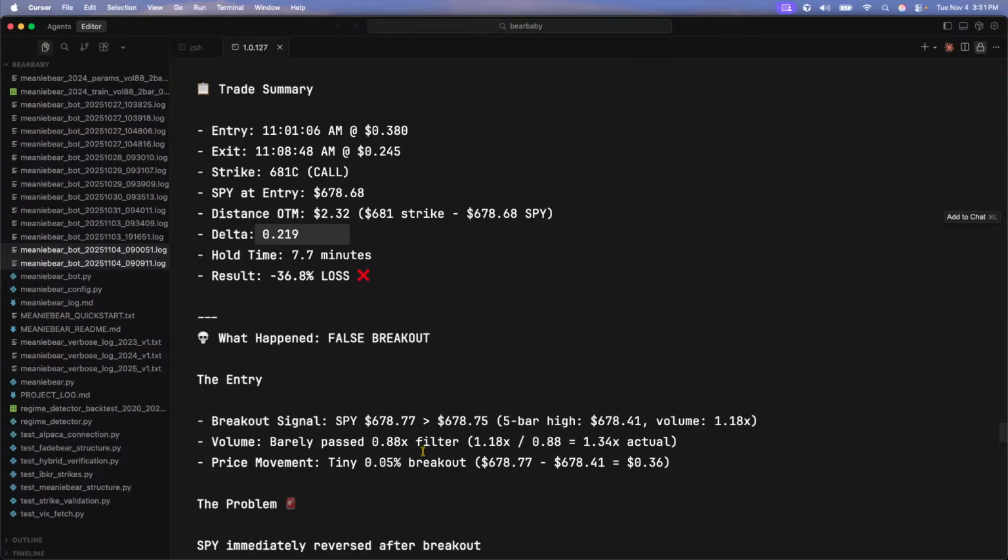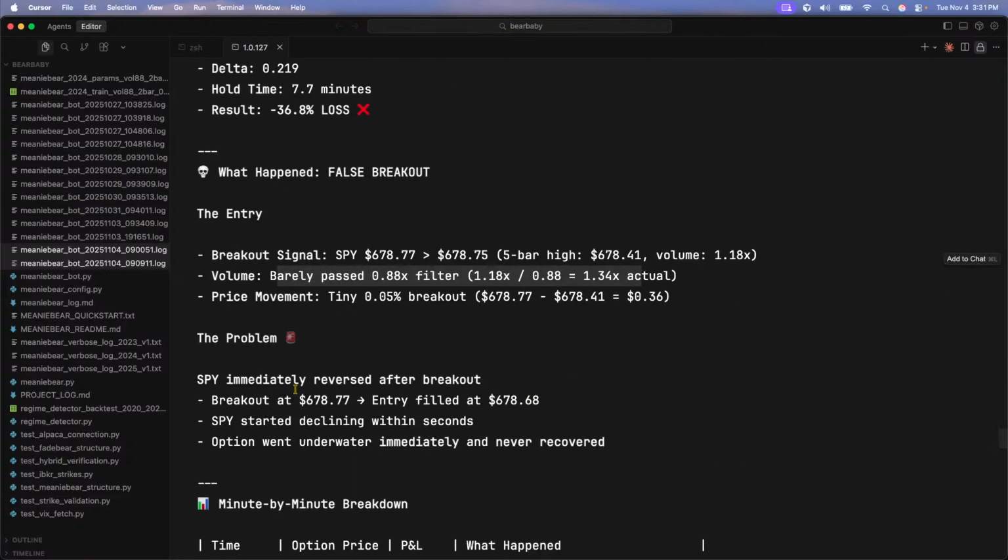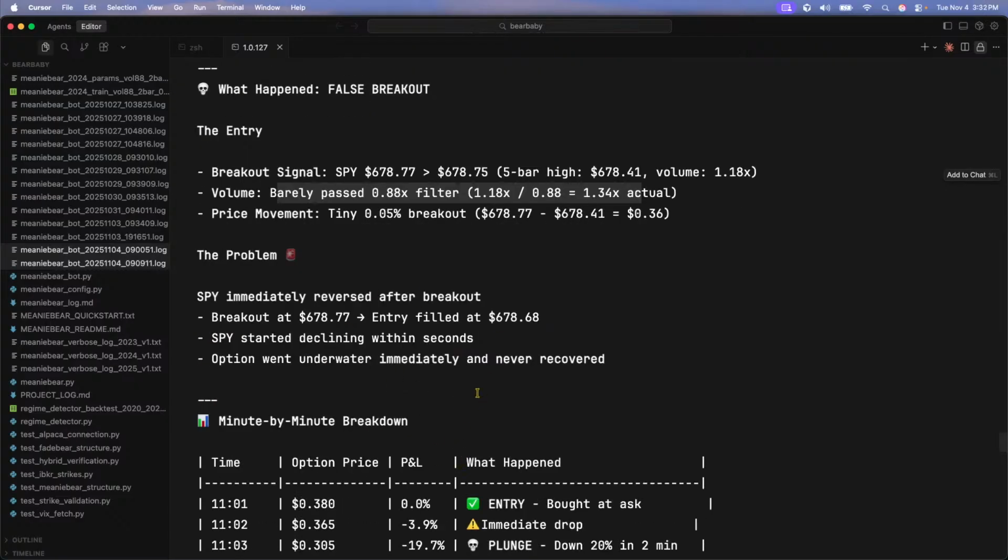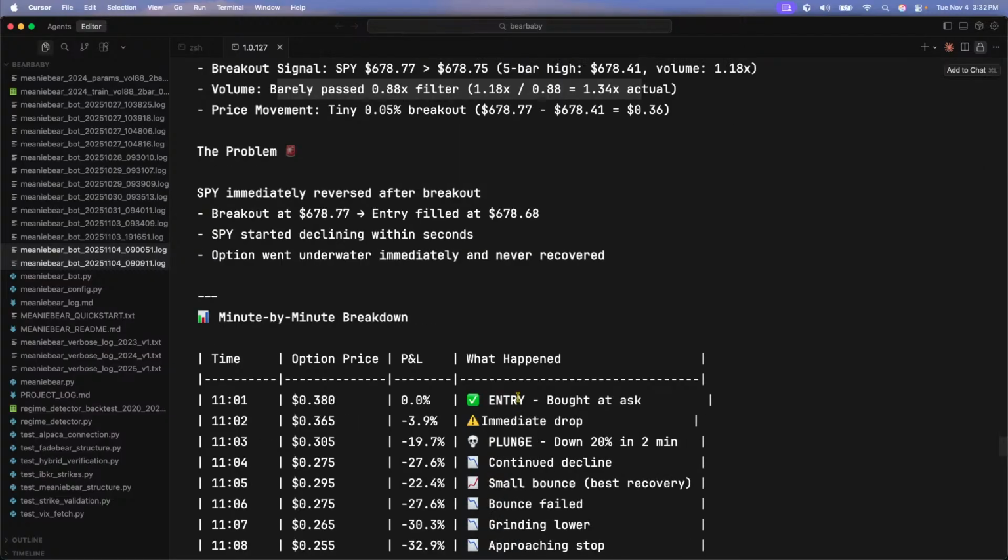This was a false breakout. The breakout signal was 688 to 655 bar by 5 bar high. And then the volume barely passed the 0.88 filter, right? The price movement was tiny. The problem is that SPY immediately reversed after the breakout. So the breakout was at 678.77. Then we filled at 678.68. And then SPY started to decline within minutes. The option went underwater immediately and then never recovered.